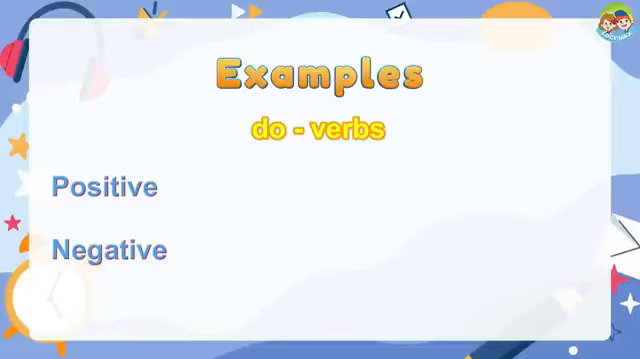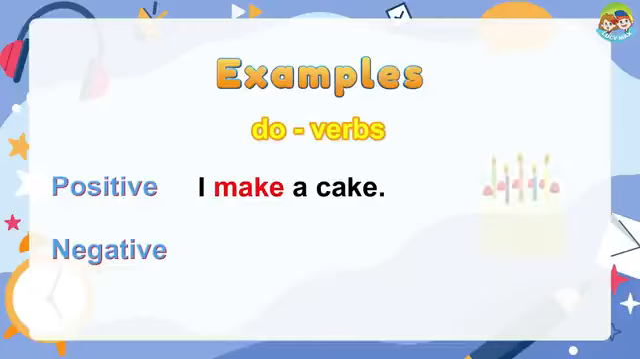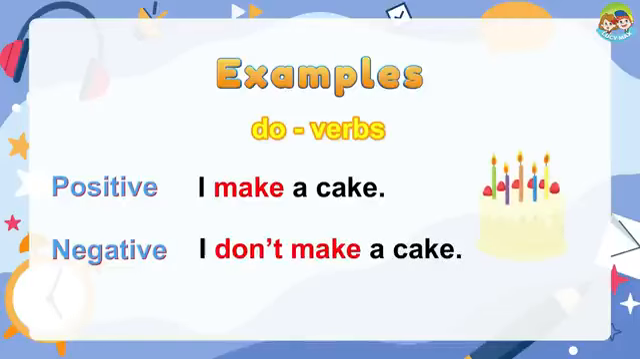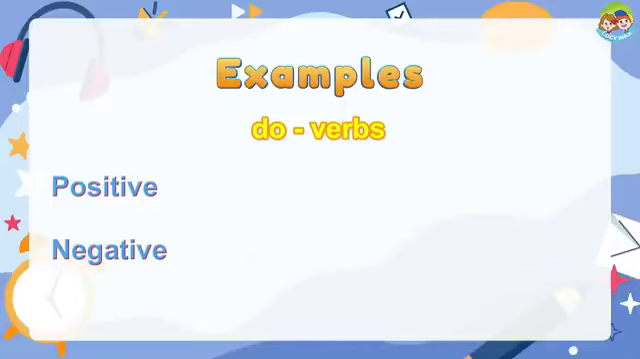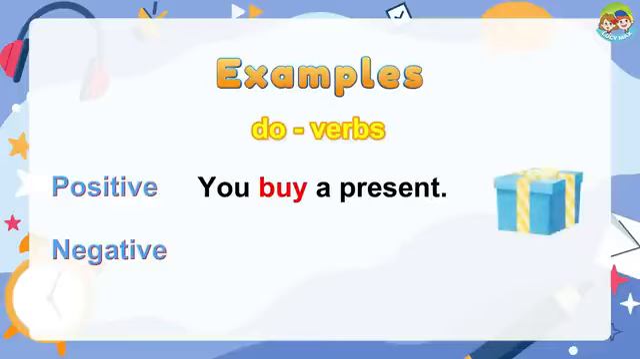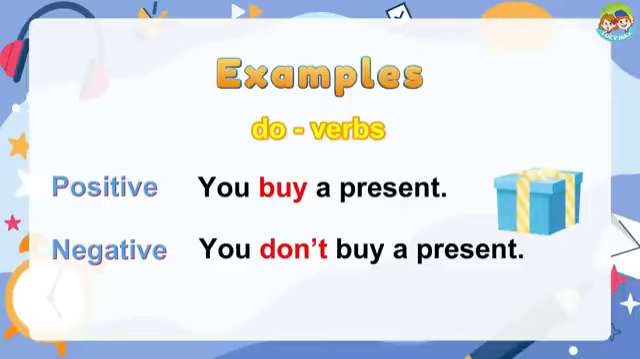We have positive changed to negative do verbs. The first one says, I make a cake. The negative is, I don't make a cake. Not is after the do verb. It comes before the verb make. You buy a present. The negative is you don't buy a present.